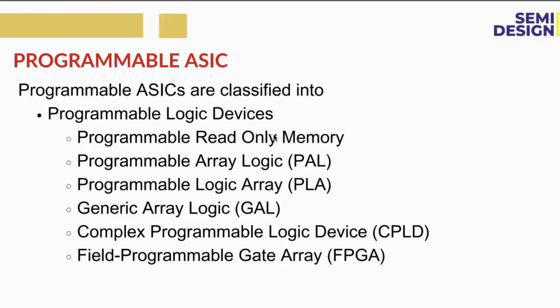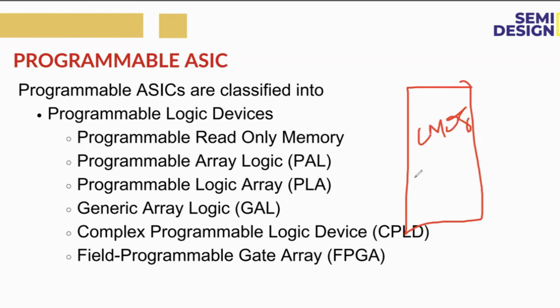Generic array logic is also one type of PAL, programmable array logic. It has a matrix and programmable output cells. If you see the diagram, generic array logic has some CMOS. We mostly use CMOS material as a semiconductor, right? So CMOS programmable array, and it is connected to the output.